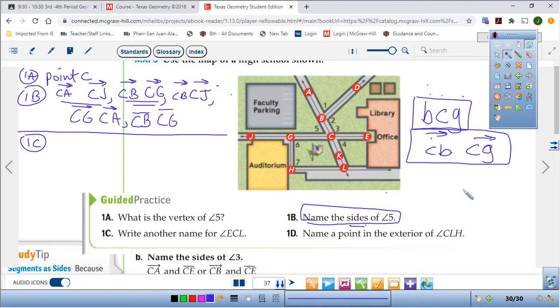Let me go on. 1C. Okay, write another name for angle ECL. Angle ECL. We're talking about this one here. Write another name for the angle. So we're looking for another angle name. How could I name this angle here? Well, first off, without even looking at this, what could I do with these things?